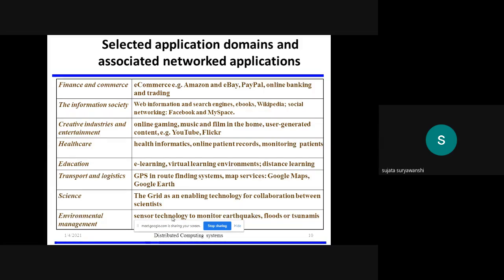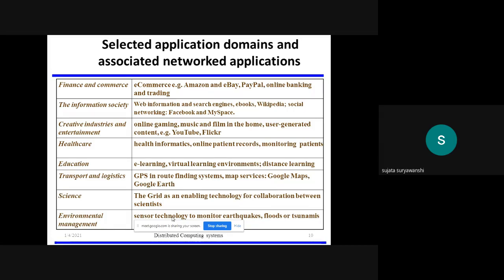Then education. Under education, there is e-learning, virtual learning environment, and distance learning. As we are doing right now, that is Google Meet. On the Google Meet link, we are meeting and learning. So we are considering online lectures in the case of education. Here also we are using a distributed system.